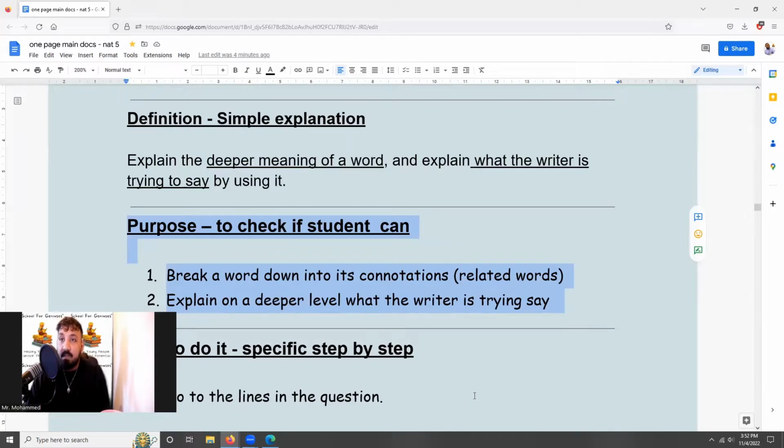So that's the first thing. Can you break a word down into its connotations? So do you actually understand what the word means? That's basically what it's checking. Can you break it down? And then two, can you use that to explain on a deeper level what the writer is saying?